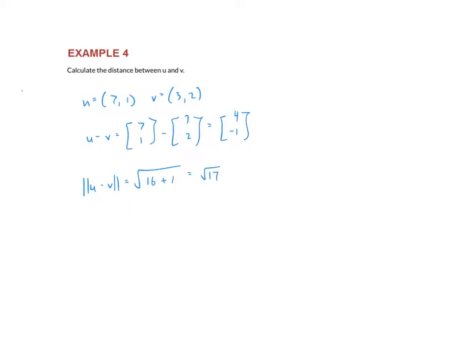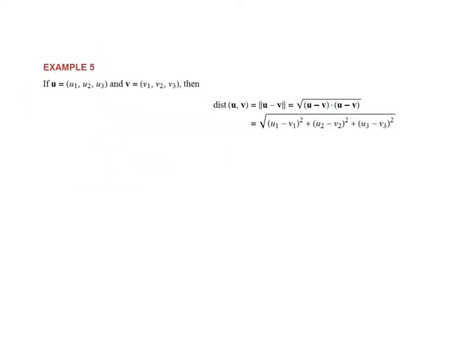So radical 17 is the distance between those 2 vectors. I'm not going to go through an example of this in 3 dimensions, but we can also measure distance in 3 dimensions, or in n dimensions for that matter. You take the difference between each entry squared, right? Whether you have two dimensions, 3 dimensions, n dimensions: u1 minus v1 squared, u2 minus v2 squared, etc. The square root of the sum of the squares of the components.